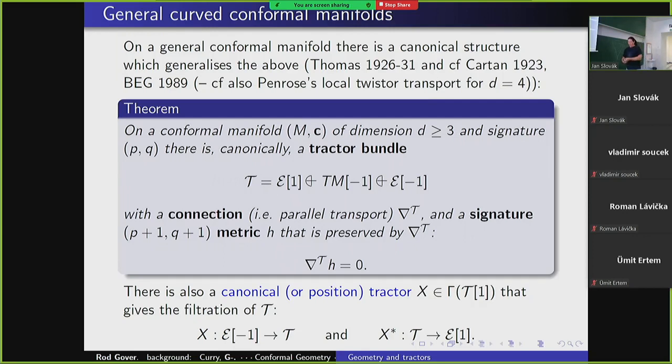Okay, and then importantly, there's this canonical position tractor that gives the filtration structure of this tractor bundle. So it canonically puts the densities of weight minus 1 into the tractors, or gives you the projection out. And that was the thing coming from the Euler vector field in the model. Right? So you had that Euler vector field as the canonical object.